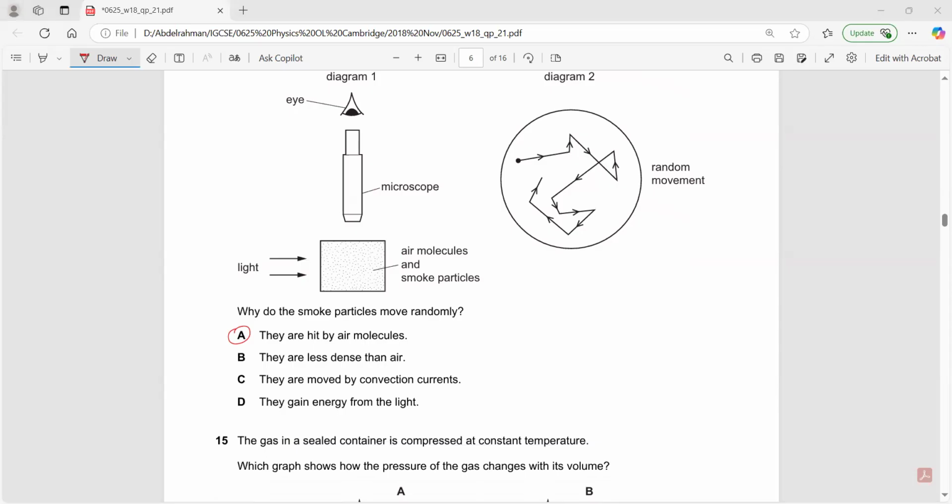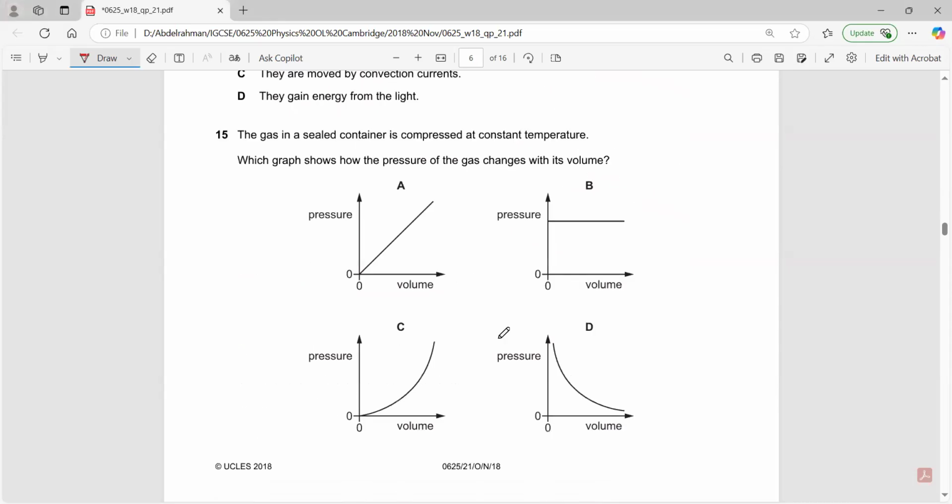Okay, moving on to question 15. How does the pressure change with the volume at a constant temperature? Pressure and volume are inversely proportional, which is D.